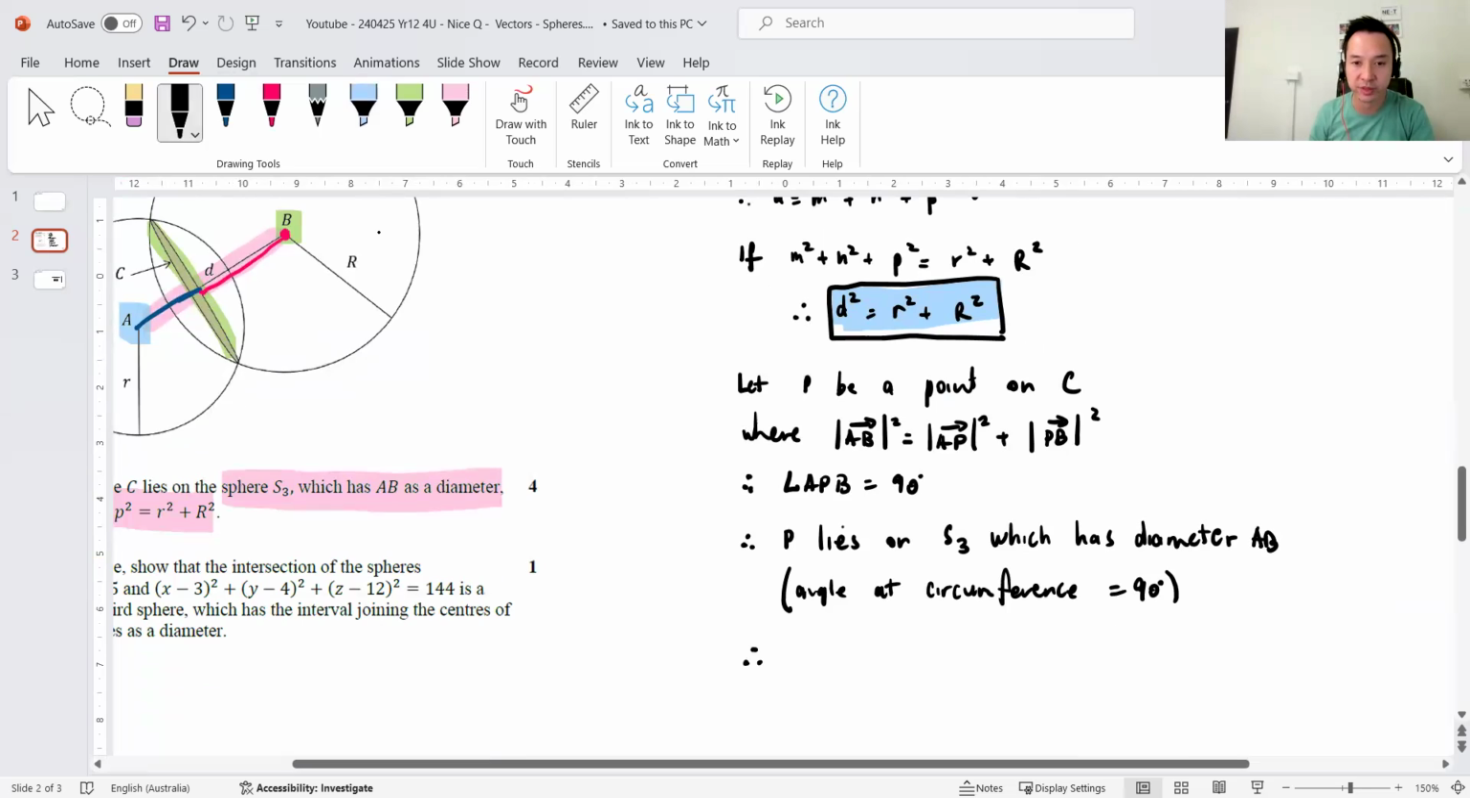Therefore, C lies on S3. That's really the thrust of the argument here. And then that's part one.